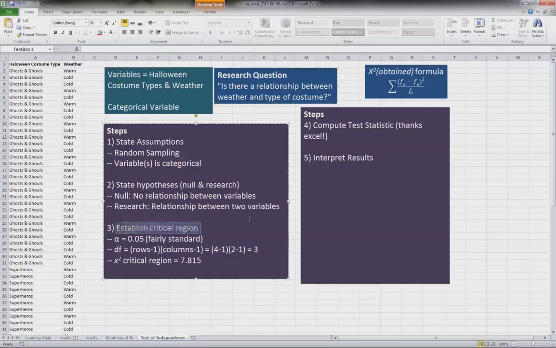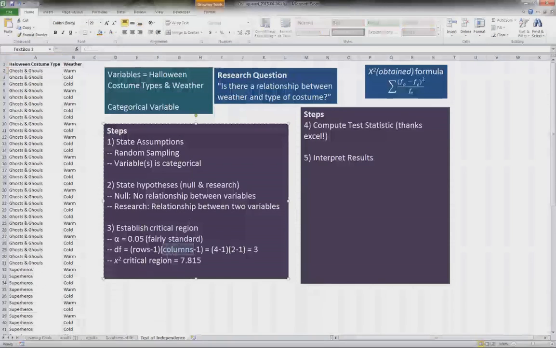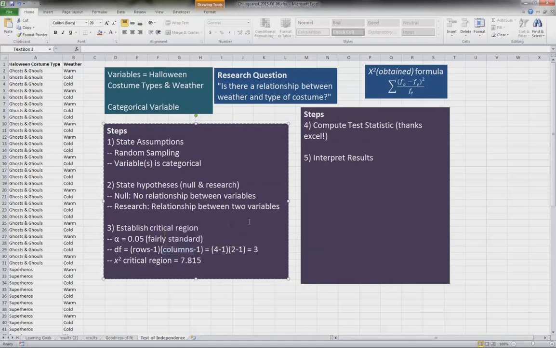So we have to establish our critical region. The critical region for the test of independence is slightly different. We want the number of rows and the number of columns. And the way we can identify that is the number of categories for each variable, right? So variable 1, let's assume they're going into the rows. We have 4 categories, like we talked about last time with the goodness of fit. Variable 2, we have weather, which has 2. We have warm and cold weather, right? And so we can use that information to calculate our critical region.